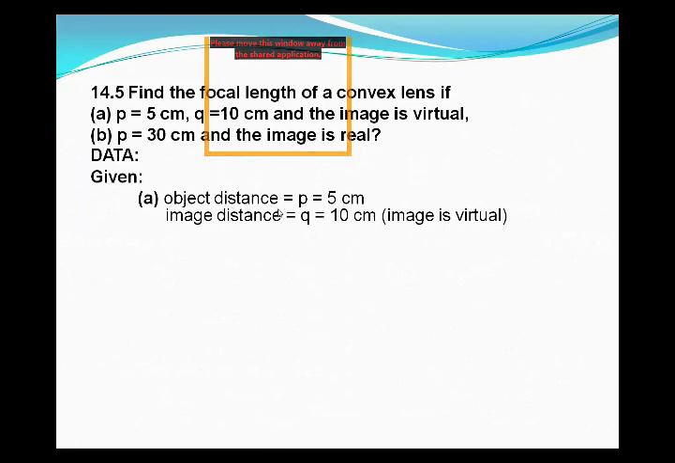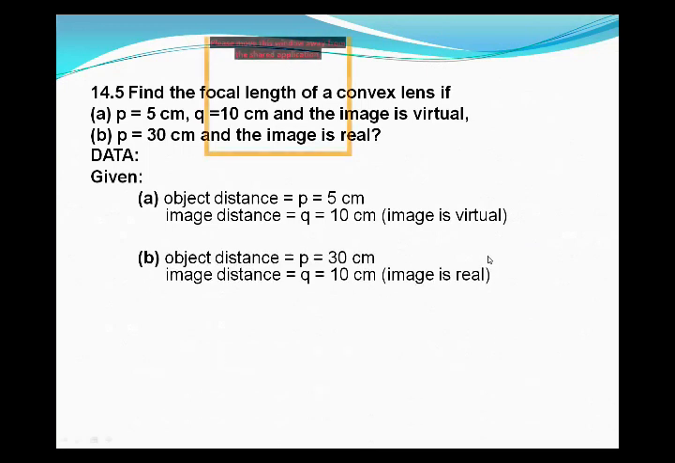First we will write object distance is equal to P, that is equal to 5 centimeter, and image distance is equal to Q, that is equal to 10 centimeter. So here we are writing the image is virtual. And the second one, we will write object distance is P, that is equal to 30 centimeter, while image distance is Q is equal to 10 centimeter, but the image is real. So you are looking here the object distance is changed. In the first one, object distance is 5, and in the second one, the object distance is 30.